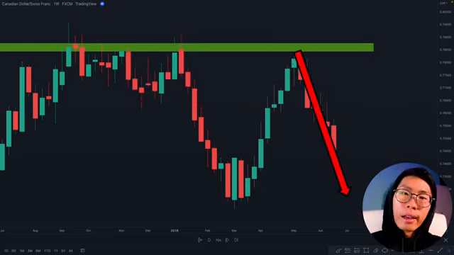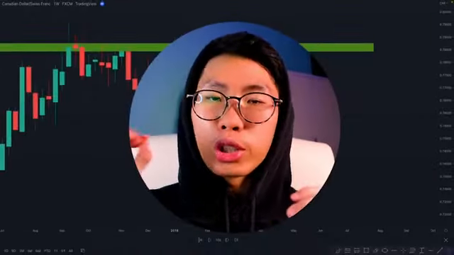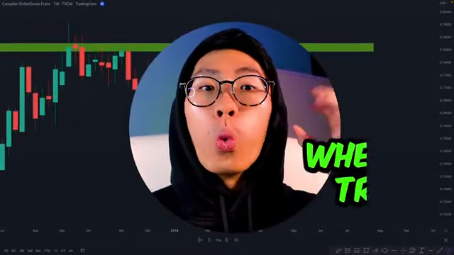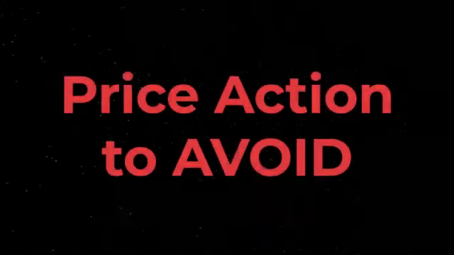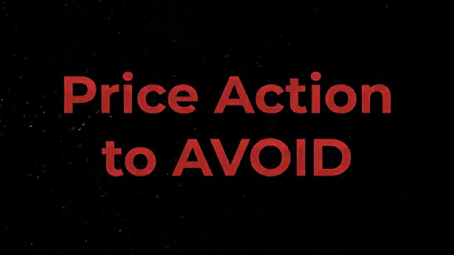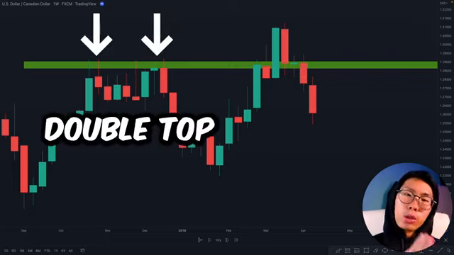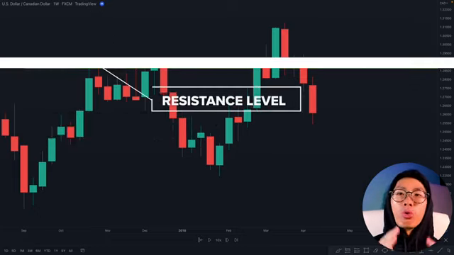Price reversed and headed back down. A good trading strategy will allow you to know when to trade and when not to trade. So here are some price action examples where you want to avoid. Right here we have a double top, so we can draw a resistance level right here.